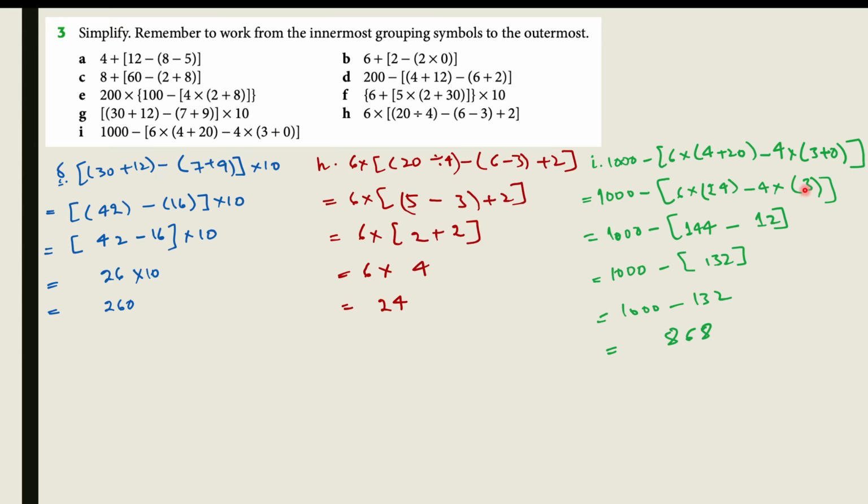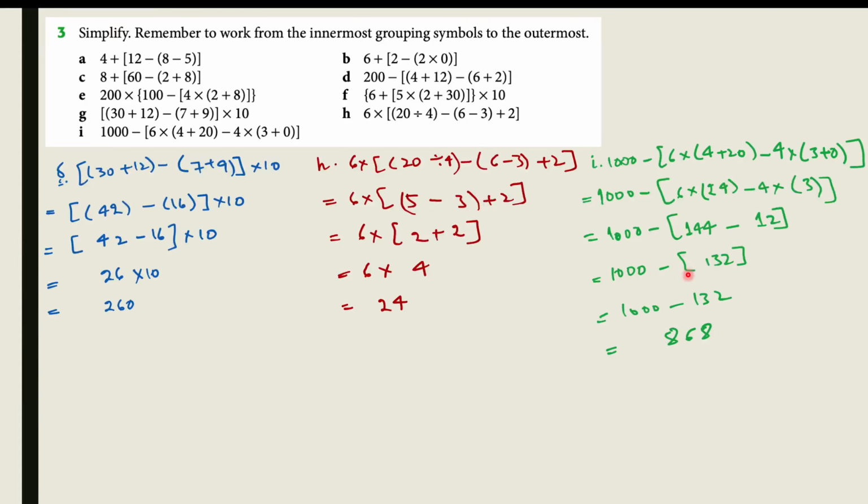Now that we have solved the parentheses, we will move towards the square bracket. In the square bracket, we have 6 multiplied by 24 minus 4 multiplied by 3. So 6 multiplied by 24 is equal to 144, minus 4 multiplied by 3 is equal to 12. We were able to solve the parentheses in the square bracket. Now we have 144 minus 12. When we do the subtraction, we get 132.